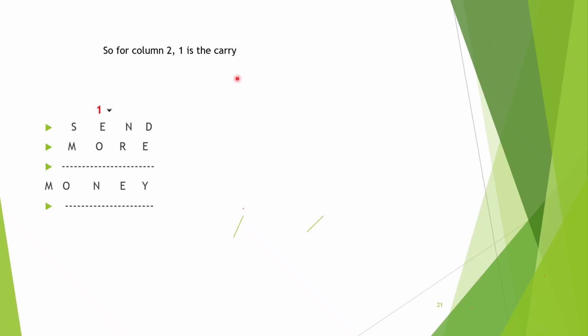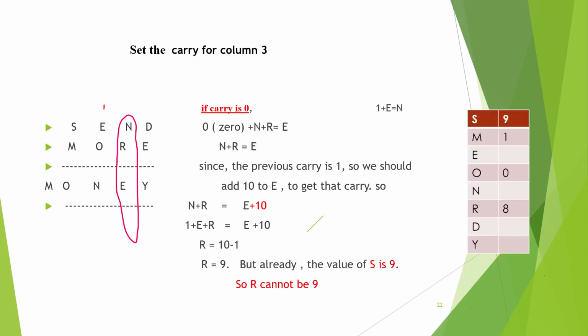For column 2, 1 is the carry. Now go to the next step. Now set the carry for column 3. Take this column, N plus R plus E, and set the carry.